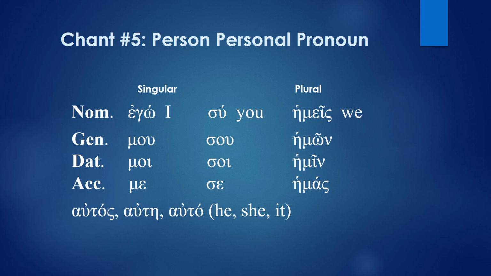First person plural, hemeis. First person nominative plural, we, when it's used as the subject of the sentence. Hemon, genitive plural, our. Hemin, dative plural, either to, by, for, at, or with, us. Accusative plural, hemas, us, when it's the object of the sentence.